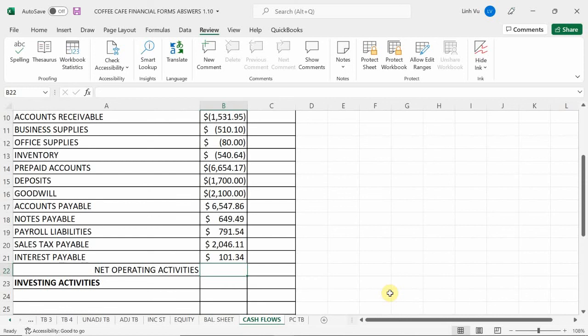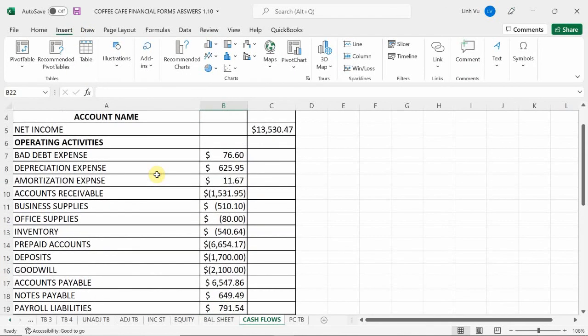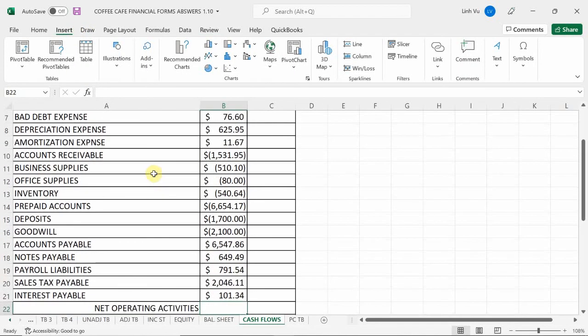Okay? So let's go ahead and determine what your net operating activities are. Okay, so in this case, I'm going to sum this, and then on the right side, I'm going to calculate it against my net income. So first, let me get the grand total of your operating activities. Okay, so in this case, we're going to add up all of this.